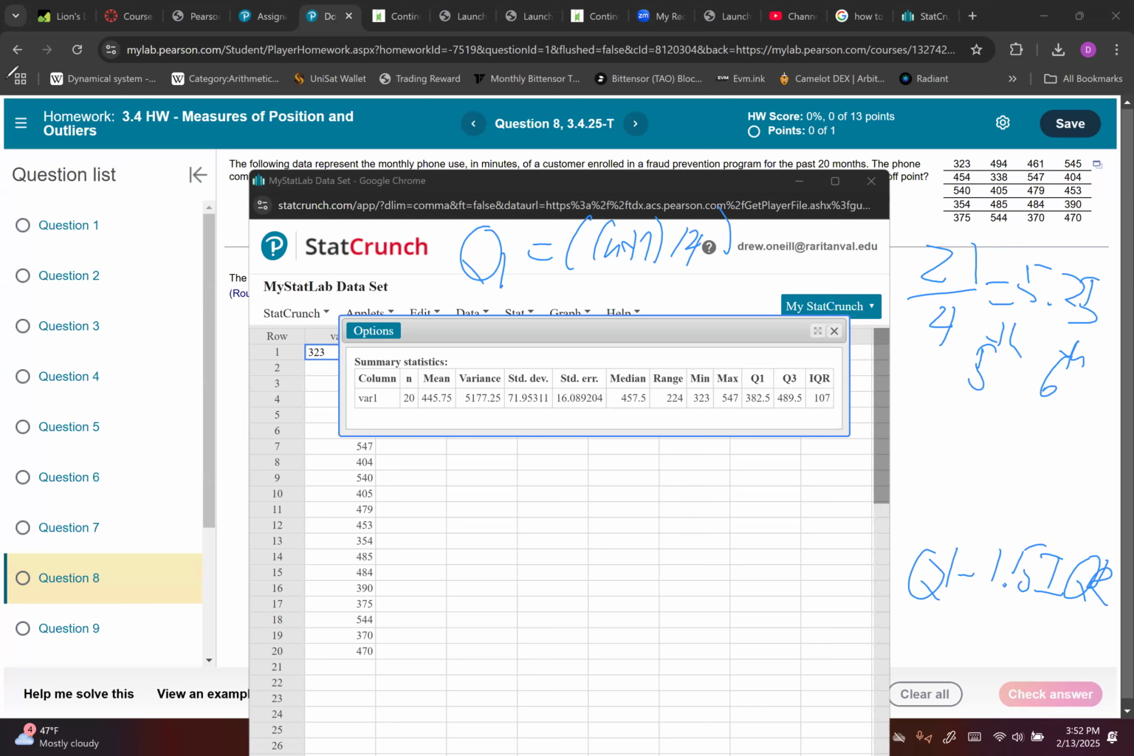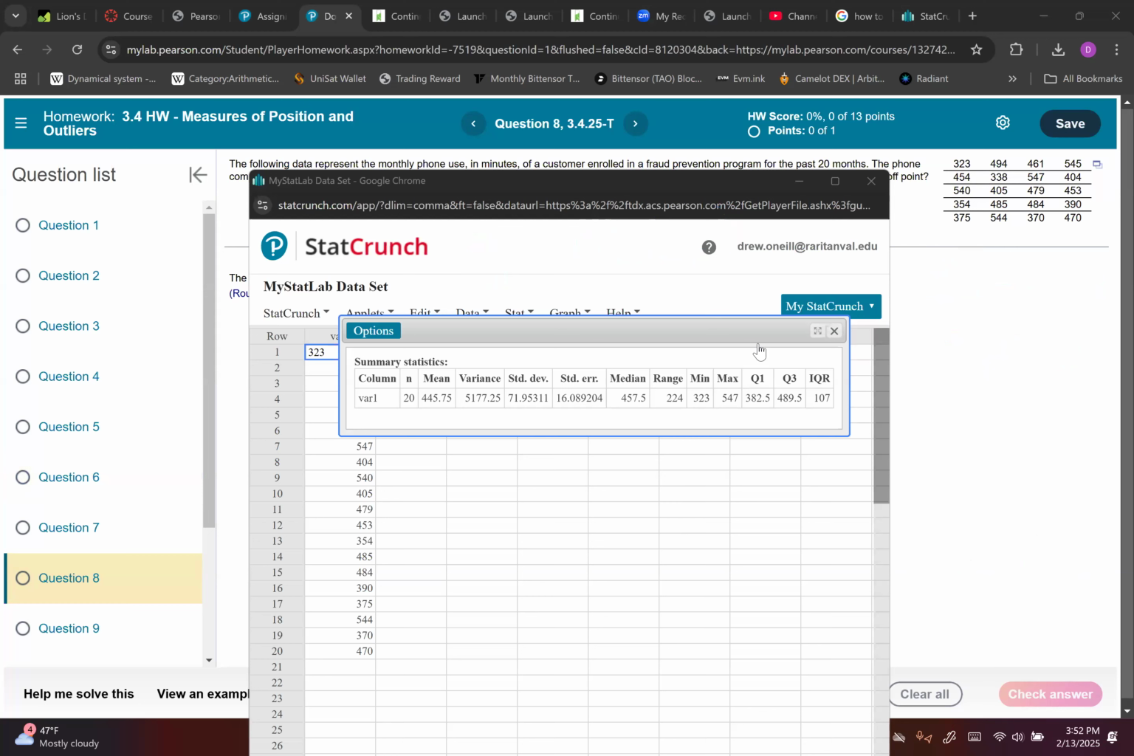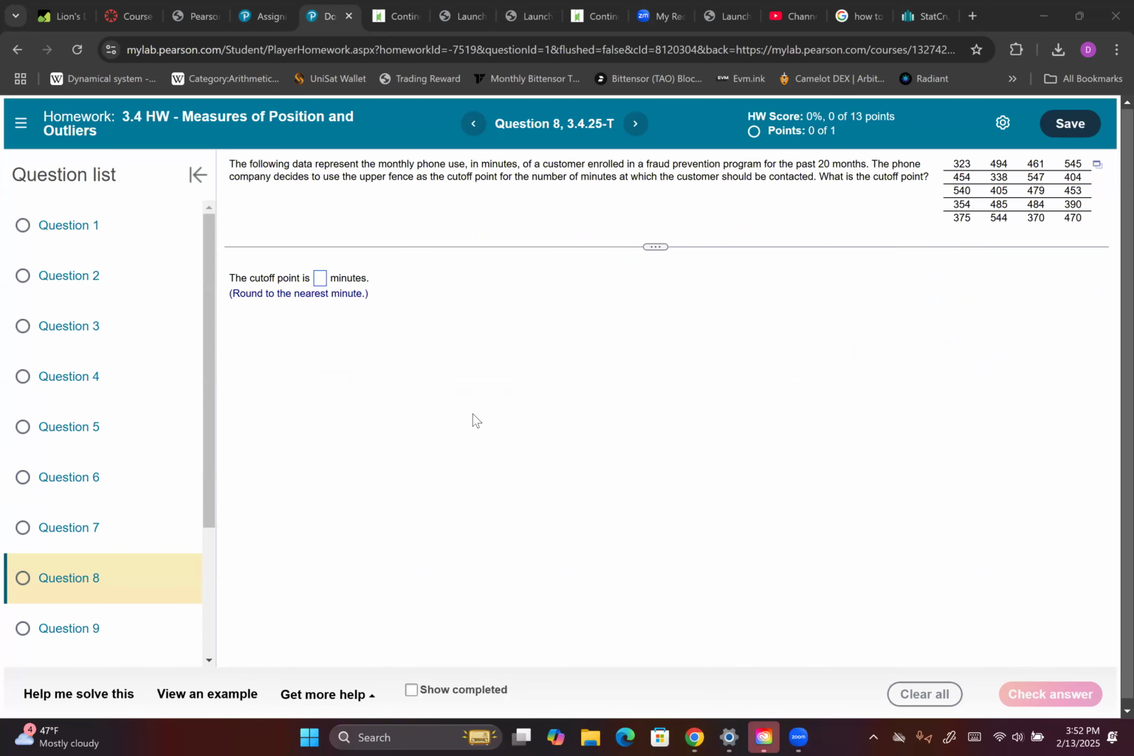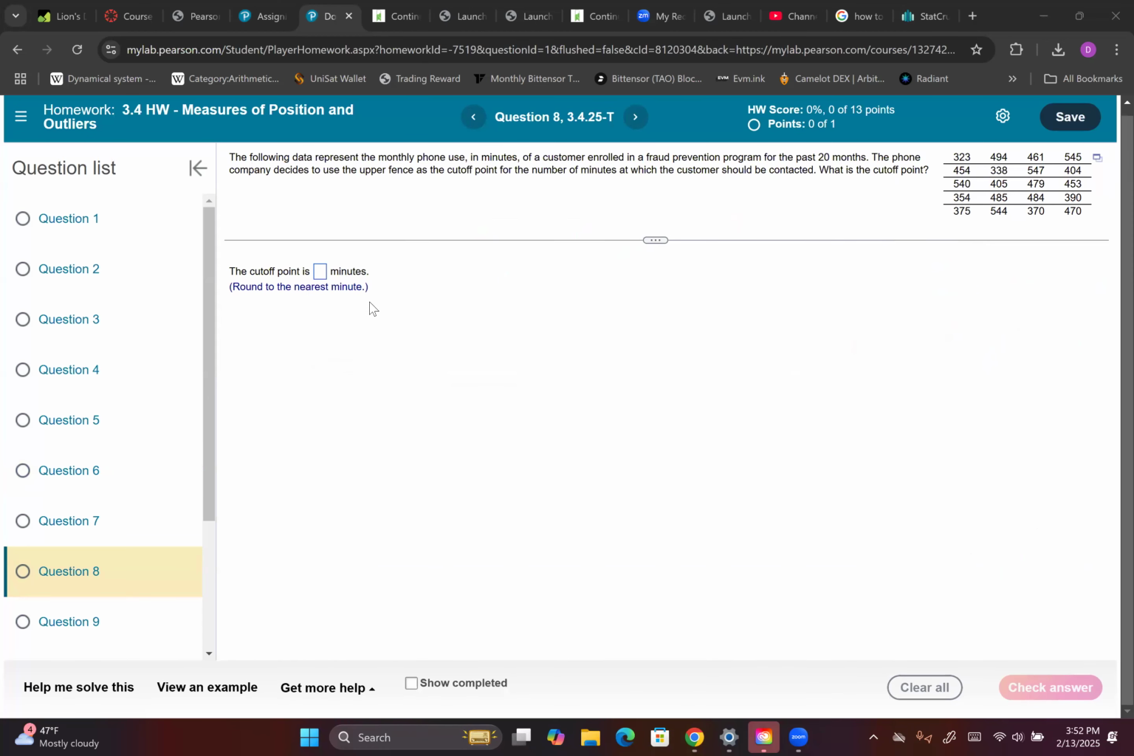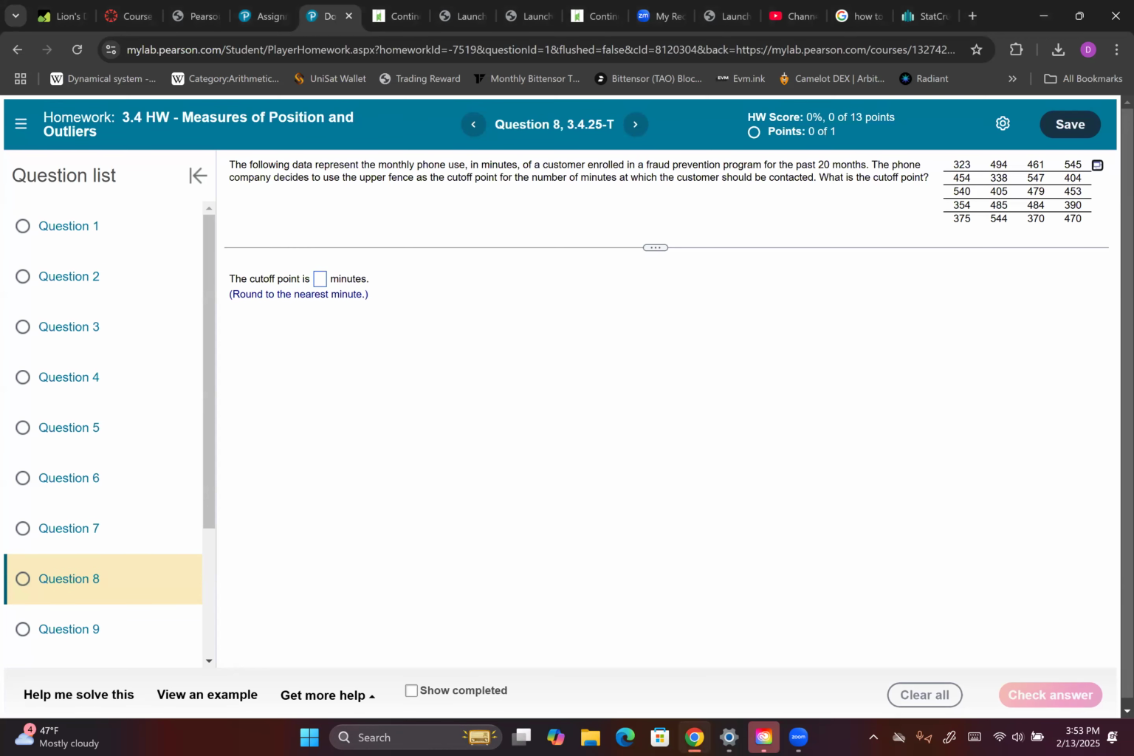Okay. So that's the calculation. And that's pretty much it, guys. So for that, the cutoff point for the upper fence was Q3 plus 1.5 times IQR. So simply enter this data into StatCrunch, get Q3, get the IQR, calculate this, and that's your cutoff point. Okay.